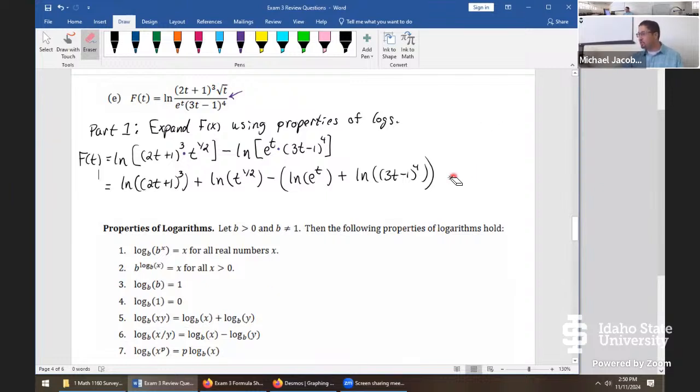Oftentimes in an exam situation, people stop right here, even after distributing the negative sign. That's not a good stopping point because differentiating all this stuff requires 1, 2, 3, 4 different chain rules. And they're not easy chain rules either, because if you look at these, that's 1, 2, 3 different functions in our chain rule. We never really did those problems at all. So we need to do something to break this down even further. Anyone see what the last property is that we can use?